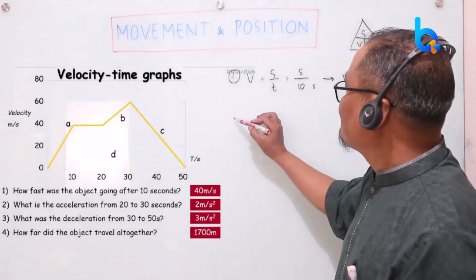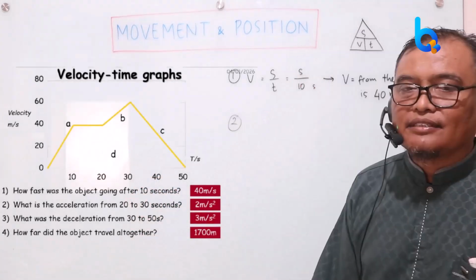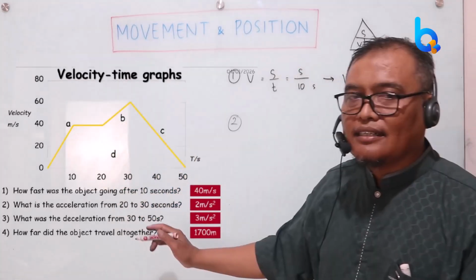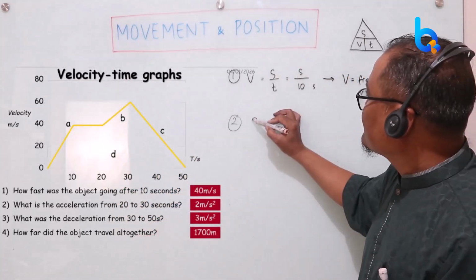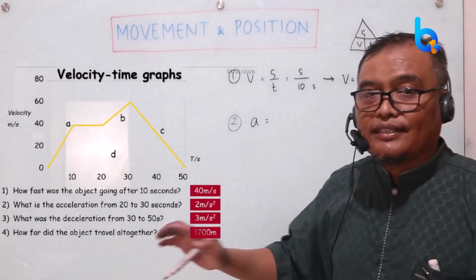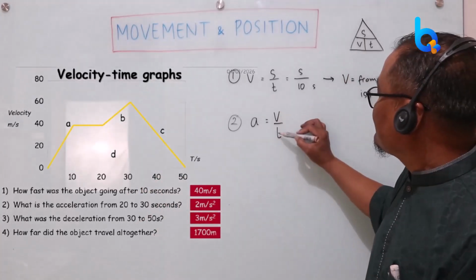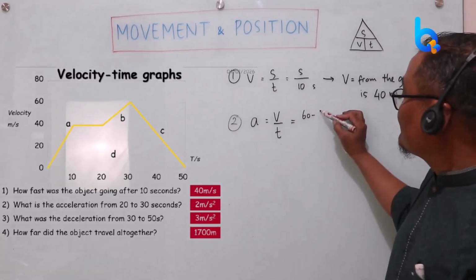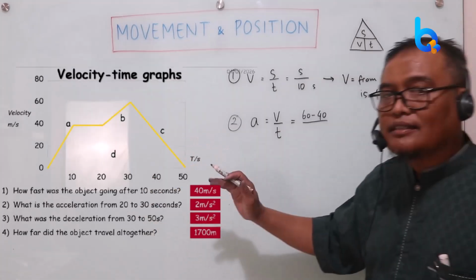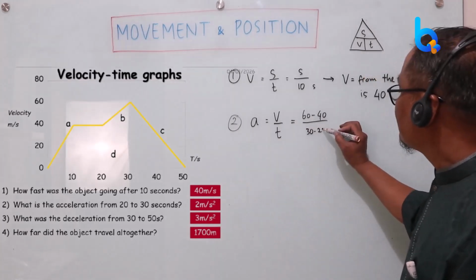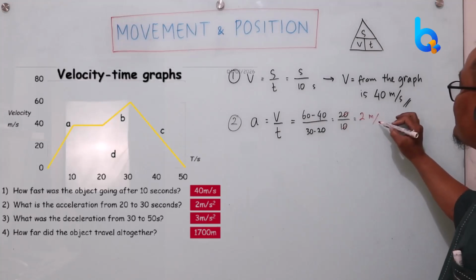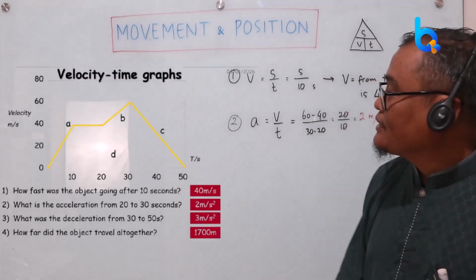Okay. Next, number 2. What is the acceleration from 20 to 30 seconds? Acceleration is V over T. From 20 until 30 seconds, the velocity goes from 40 to 60. So 60 minus 40, over the time 30 minus 20, means 20 over 10, which equals 2 meters per second squared. Okay, next number 3, the deceleration.